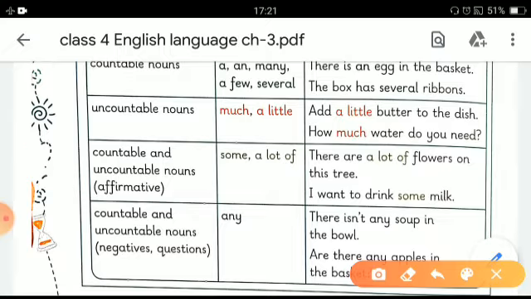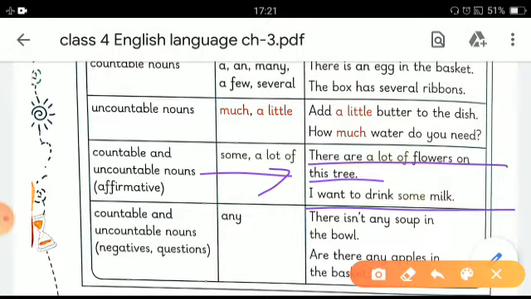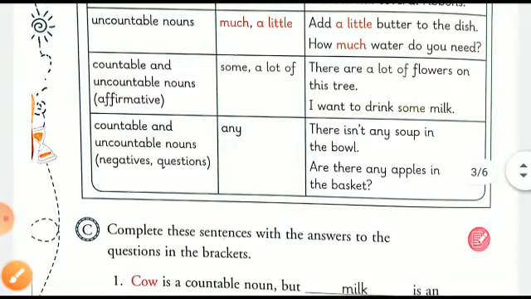And the words used for both countable and uncountable nouns, that is for affirmative sentences, are some and a lot of. Examples: there are a lot of flowers on this tree. I want to drink some milk. All these are affirmative sentences.